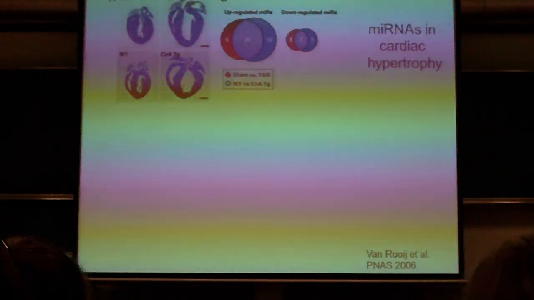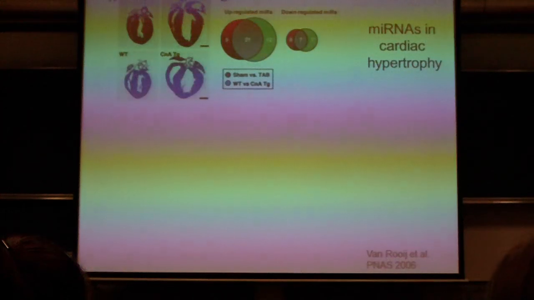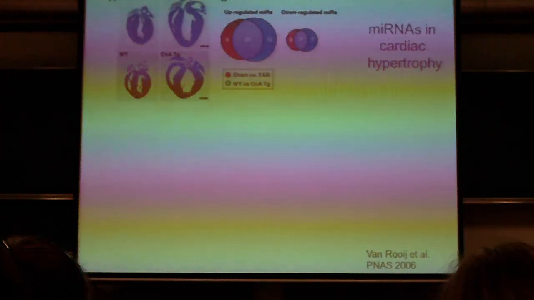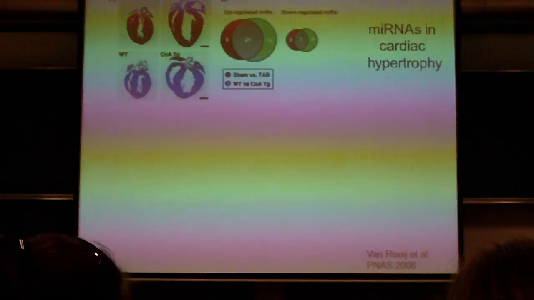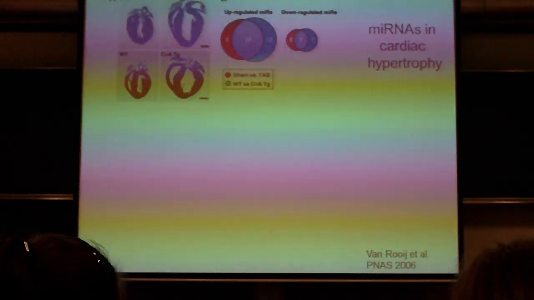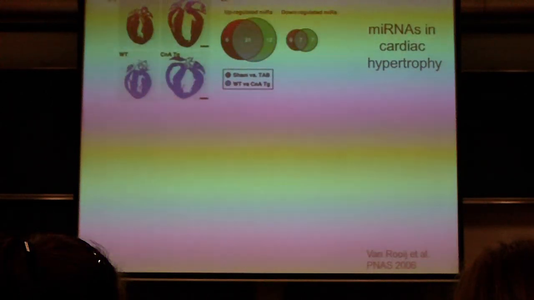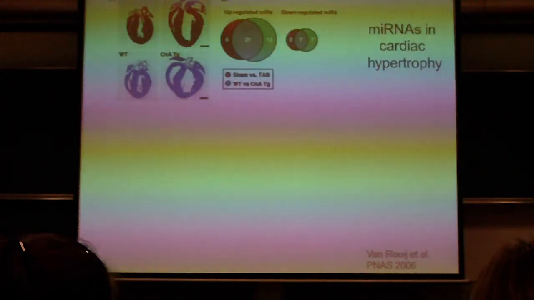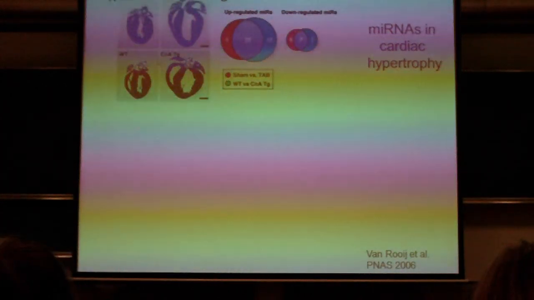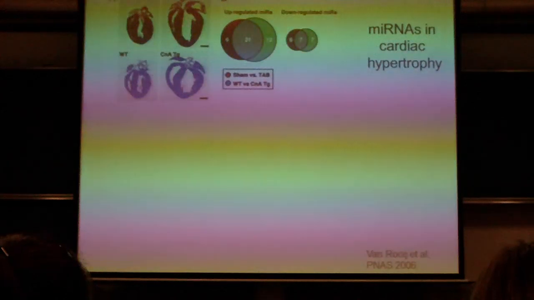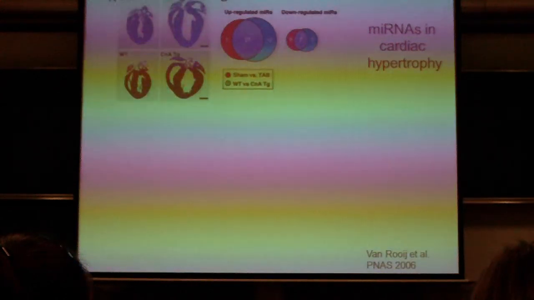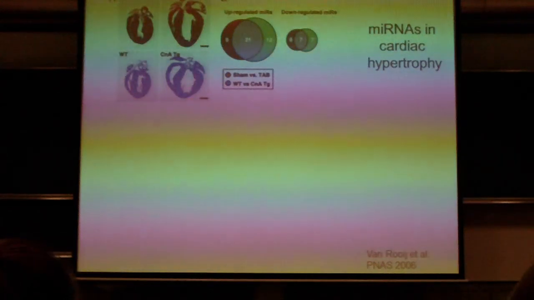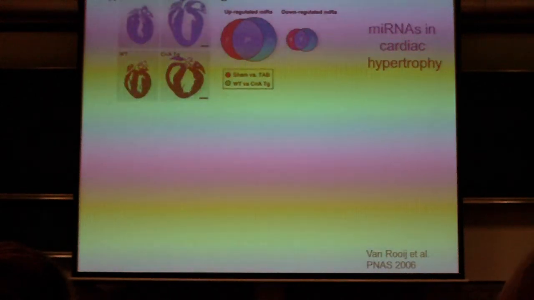So the first study, as I said, in 2006 by a colleague, Eva van Rooij, in Dallas, and she's in a very, very good lab. They were the first to study the role of microRNAs in the heart and in heart failure, and they found a lot of them that were regulated in certain models of hypertrophy, pressure overload in the heart.